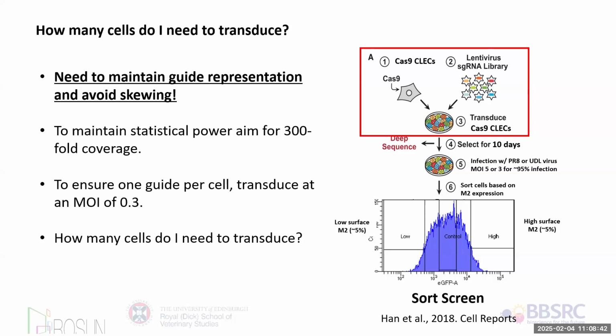So what that will mean is you've got 71 million cells, and only a third of those are going to get transduced, and that gives you the 21 million. You'll have 21 million cells with the lentivirus in it. And that'll give you 300-fold coverage. Hopefully that kind of makes sense.